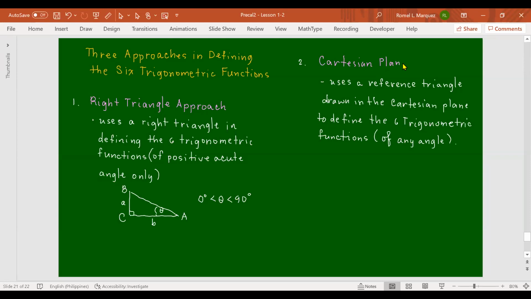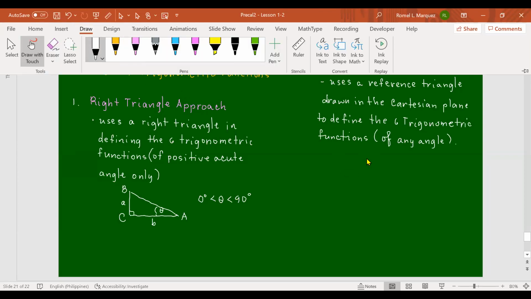Cartesian plane approach. What time is it now? It's already time. So let's just finish these 3 approaches, and in the next meeting, we're going to begin with the first approach.